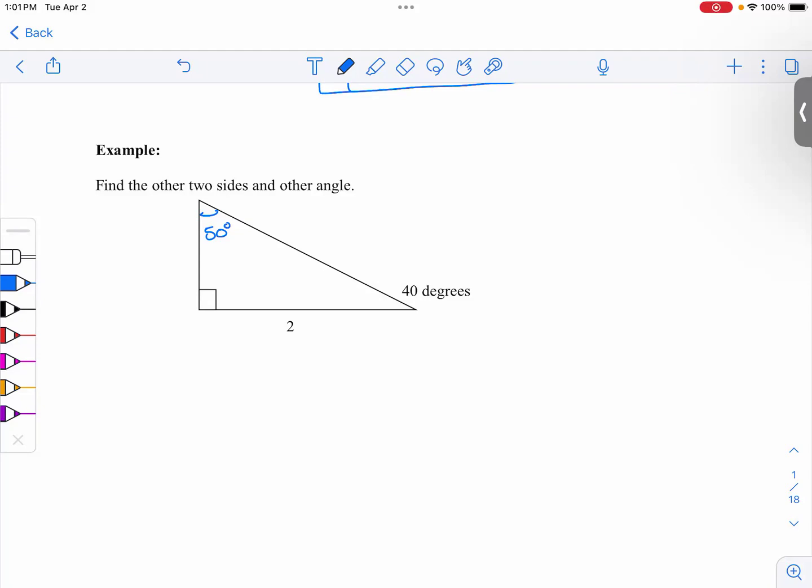Now, in order to find the missing side, or sides, do I have enough information to use the Pythagorean theorem? No, right? I don't have enough to use that. So, is there something that relates angles and sides? What's this class called? Trig.